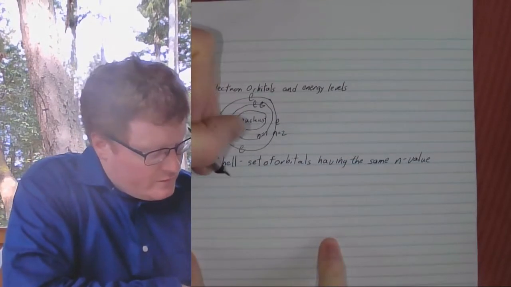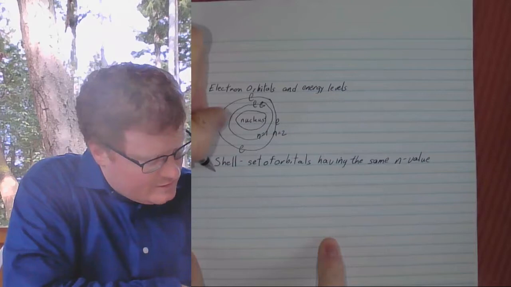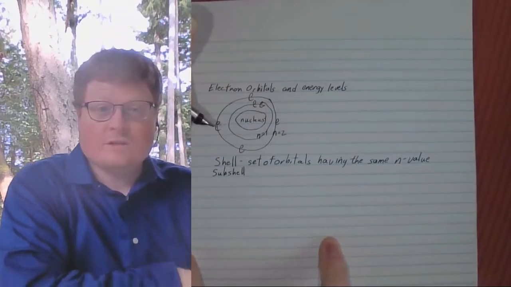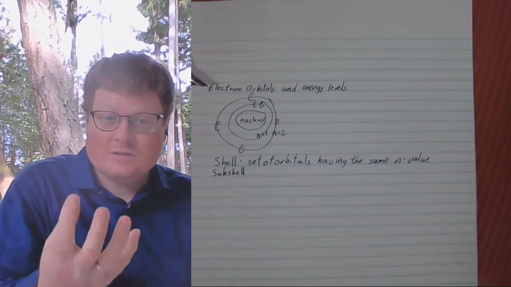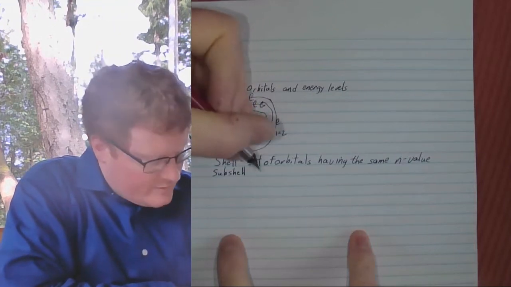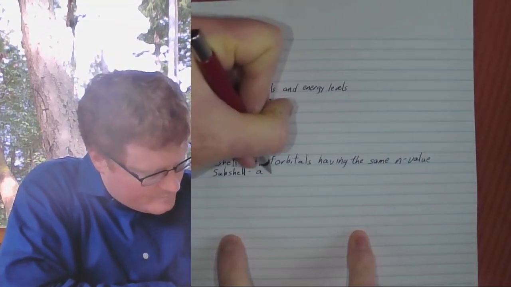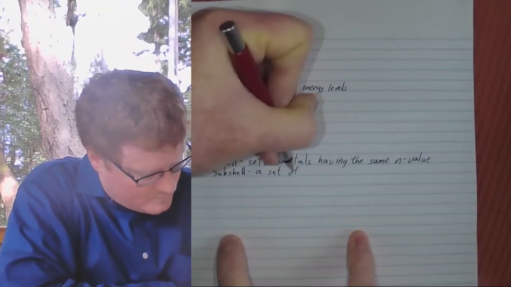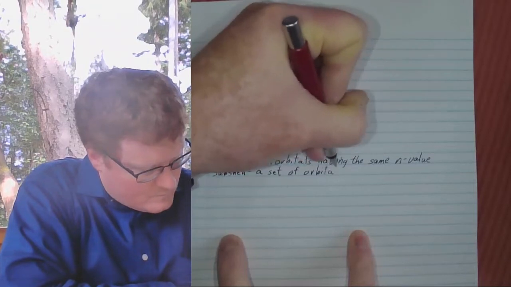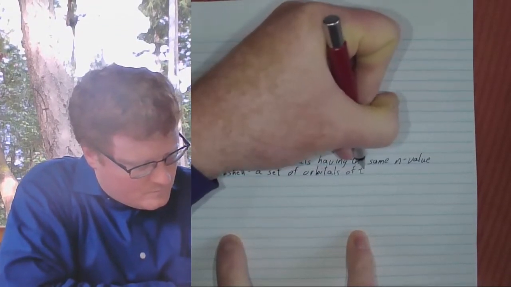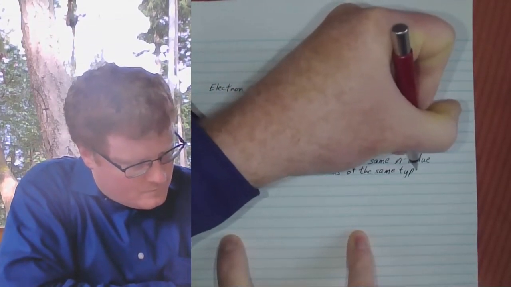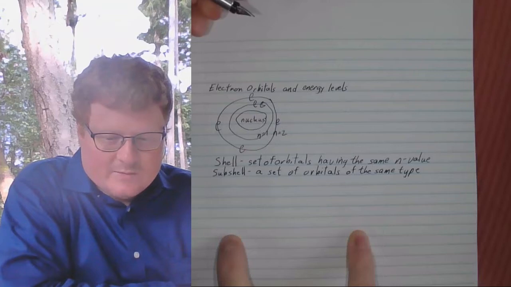And then, what we're going to later look at is what's called the subshell. So we have a shell, the outer part, then the subshell, the part that's sub, inside, underneath. A set of orbitals of the same type.